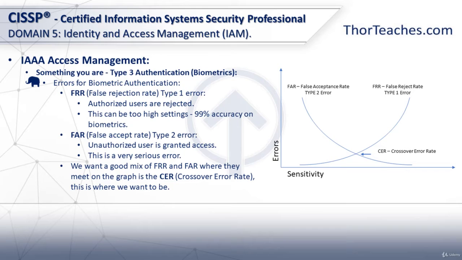So what we want is a good mix where we don't reject too many authorized employees and we don't really allow anyone unauthorized into our facility. In the graphics over here on the right, you can see on the two axes we have the sensitivity of the reader and the number of errors. And where we really want to be is that CER, or the crossover error rate. If we have too little sensitivity, we have a lot of type 2 errors. If we have too much sensitivity, we have a lot of type 1 errors.